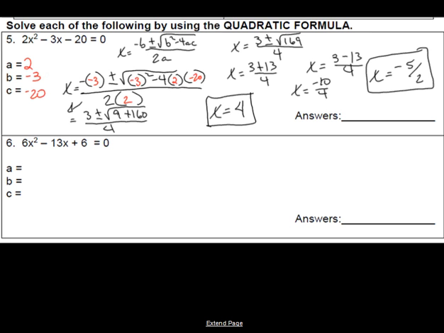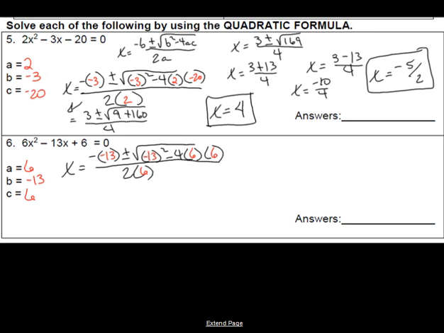Problem number 6. Same process. First, list your ABCs. A is going to be 6, B is negative 13, and C is 6. We substitute them into the formula. Again, I like to write the formula using blank parentheses for every variable I'm going to be substituting for, to make sure that I'm plugging things in the correct spaces. I need B in the first space, that's a negative 13. B in the second space, negative 13. I need A, and I need C. On the bottom, I need A.